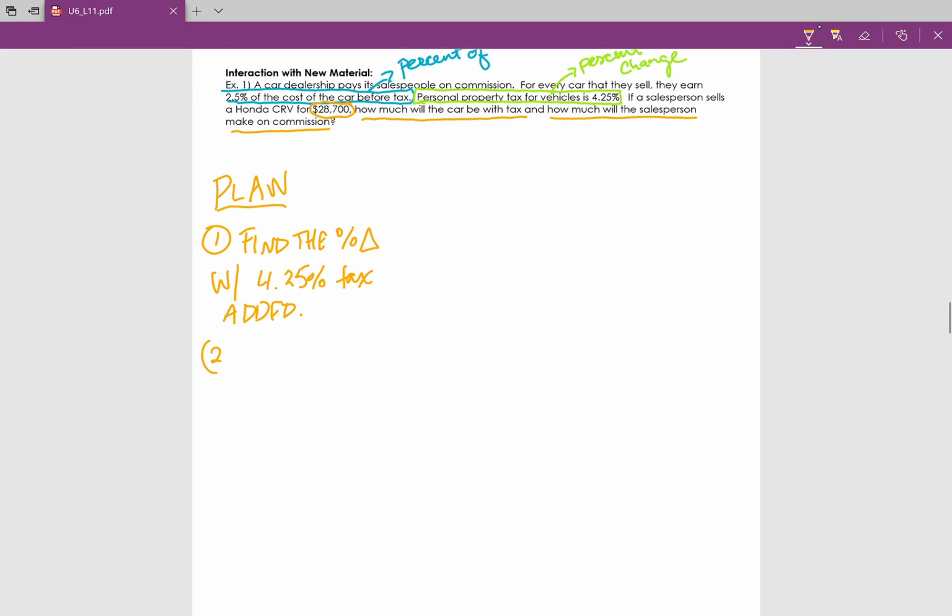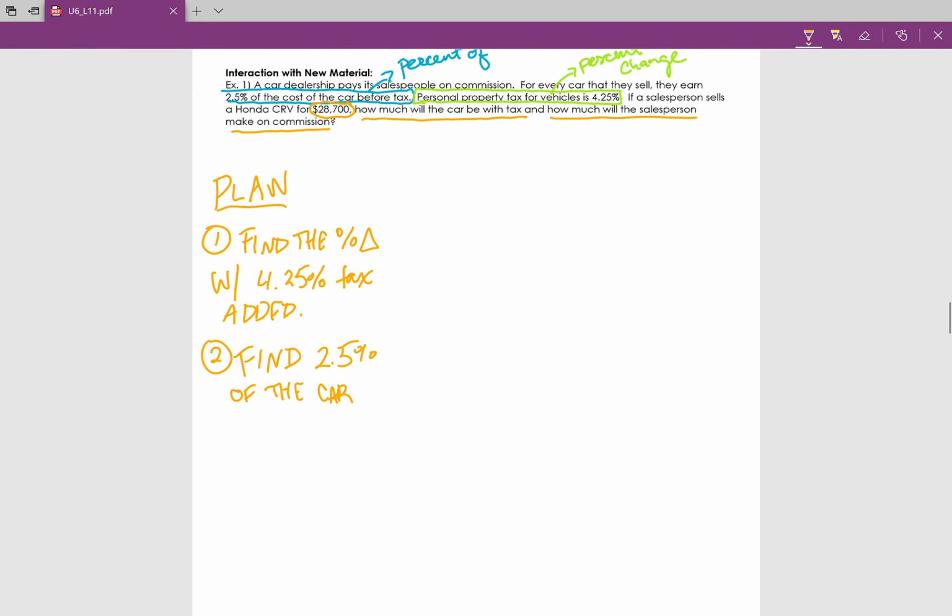And then two, it looks like we have to find the commission of the salesperson, and we said that's percent of. So find 2.5% of the car. All right, so step 1.